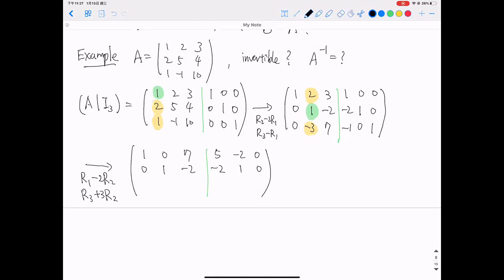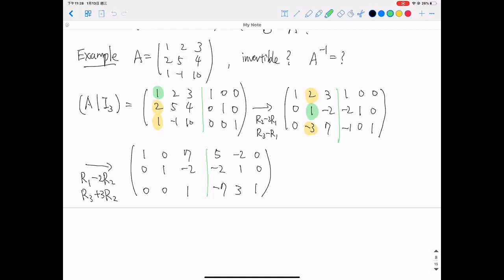Now R3 plus 3R2. First we have 0 plus 0, that's 0. Then minus 3 plus 3, that's 0 as intended. Now 7 plus 3 times minus 2, that's negative 6. So 7 minus 6, that's a 1. Okay. Then minus 1 plus 3 times minus 2. Minus 1 plus minus 6, that's minus 7. 0 plus 3, that's 3. 1 plus 0 is 1.